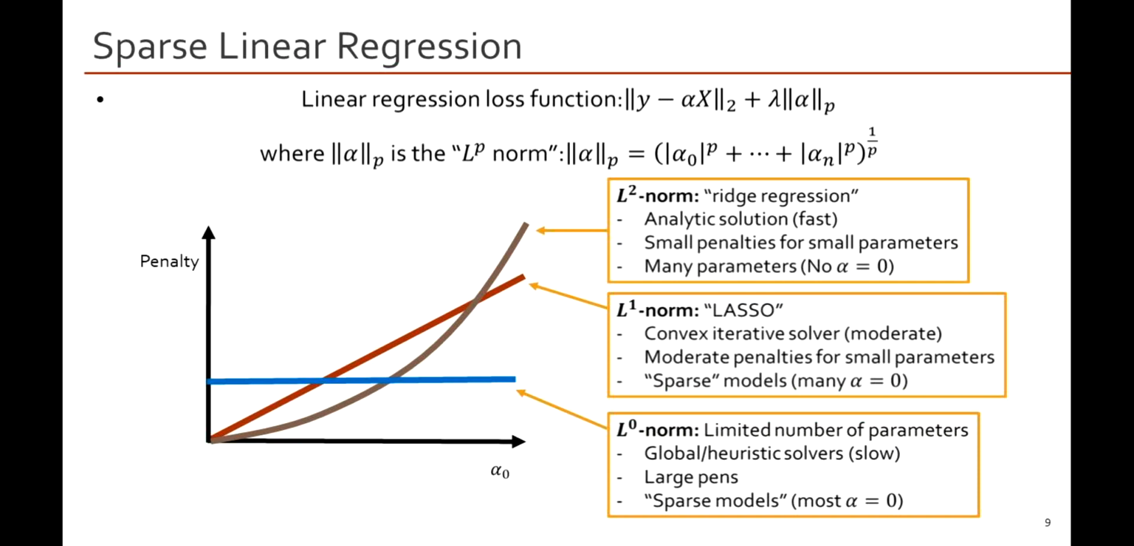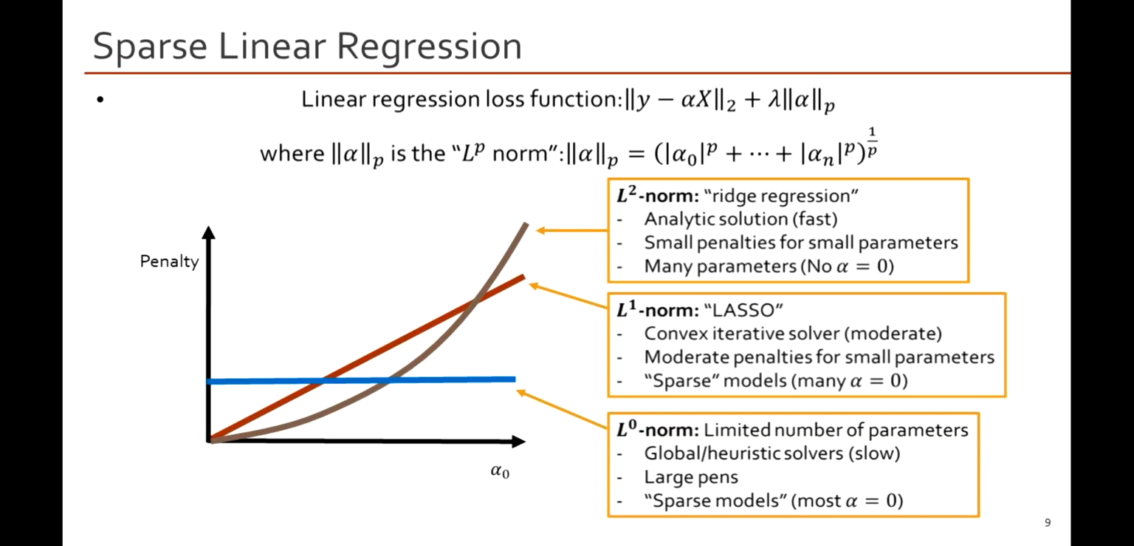So if I pick 2, this is known as ridge regression, and this has an analytical solution. I can solve this with linear algebra, and the interesting effect that it has is shown by the picture on the left, the brown line: small increases in my parameter from 0 lead to very small penalties. And what this means is that there's very little penalty for adding a non-zero term into my model, so I often get machine learning models that have many parameters in them. So this is not great for interpretability, but I can solve it very quickly.